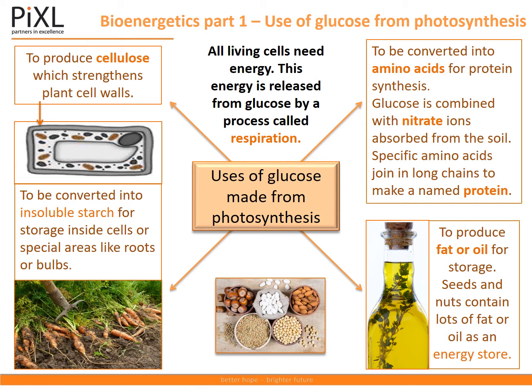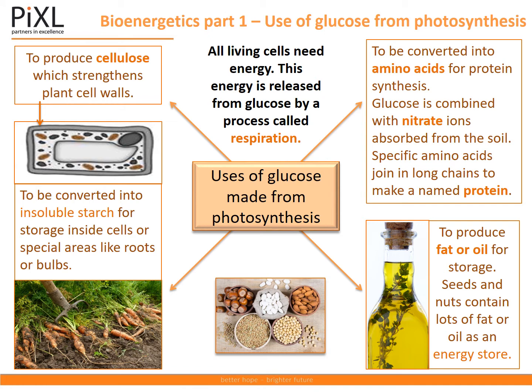So glucose can be converted into amino acids, which come together to make proteins. The way that they do that is they add nitrate ions, which come from the soil, to glucose, and that makes amino acids. Those amino acids then come together to make a protein. That's why it's really important that plants have got nitrates in the soil. So quite often people will feed their plants, but they're not feeding them because they don't eat food, but they are adding nutrients like nitrates to the soil so that the plant is able to make proteins.